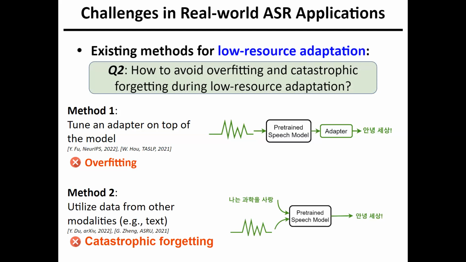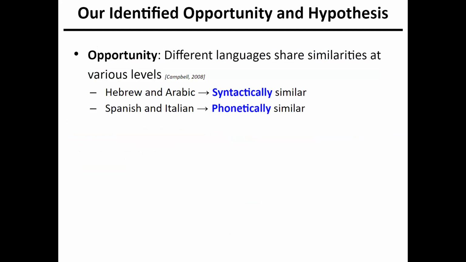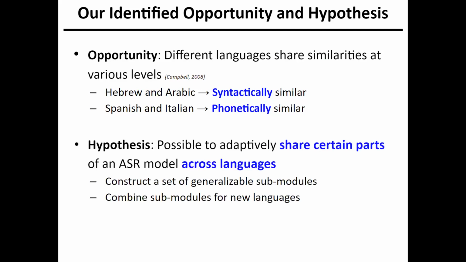We identify an opportunity for solving the above challenges: different languages share similarities at various levels. For example, Hebrew and Arabic share a high syntactic similarity, while Spanish and Italian share a high phonetic similarity. Thus, we hypothesize that it is possible to adaptively share certain parts of an ASR model across different languages.